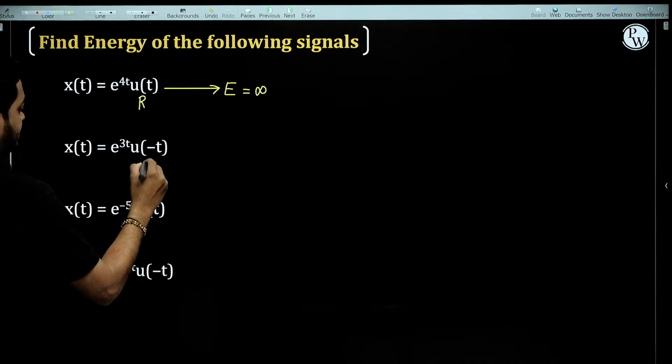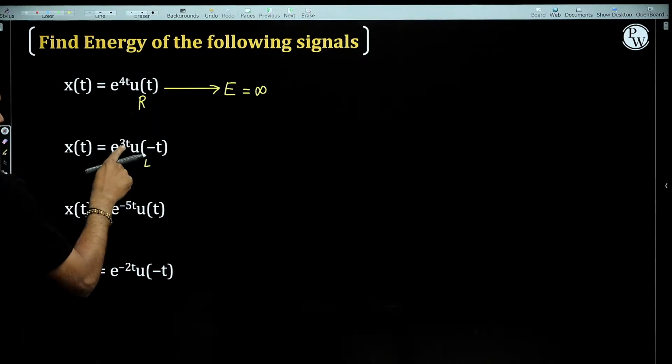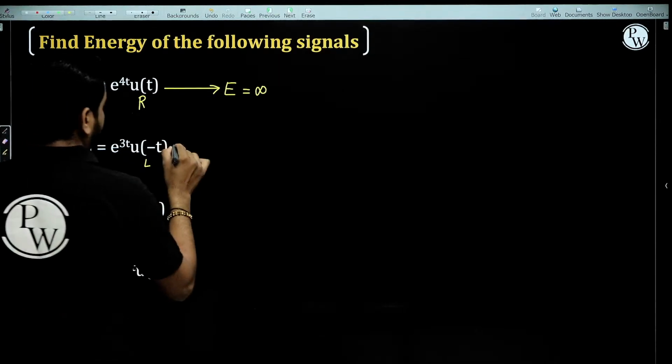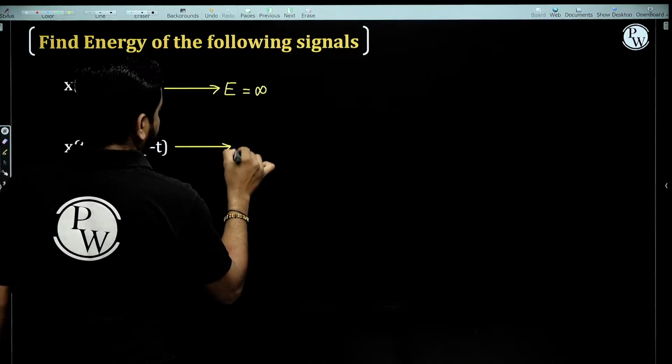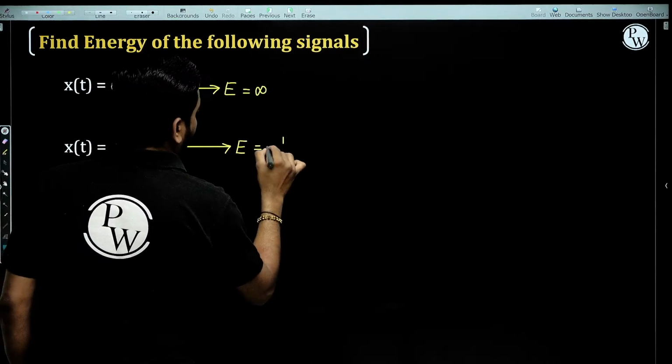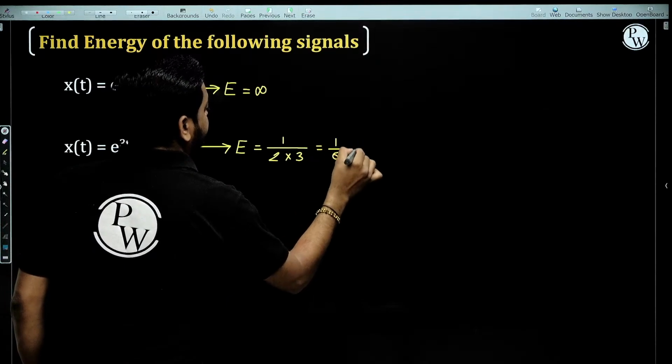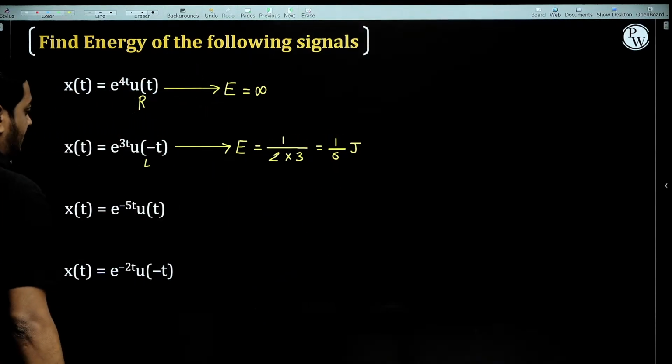In the second case, this is a left sided signal, minus t plus t. So left side decreasing function, opposite side means decreasing function, and you have minus t, that's why left side decreasing function. So the energy will be simply 1 upon 2 into 3 guys. So it will be 1 by 6 joule. Unit is joule guys. Clear?